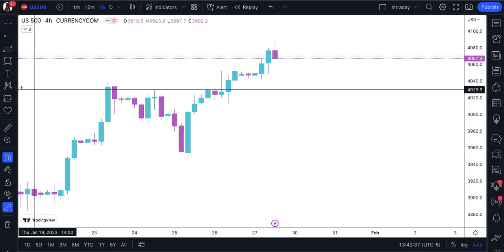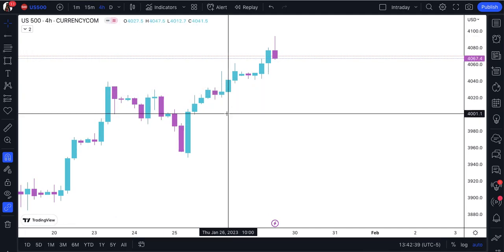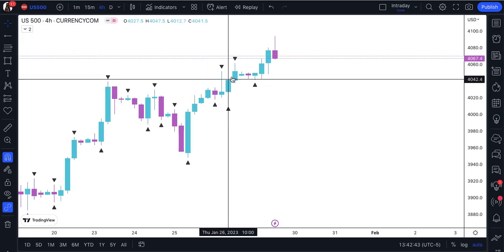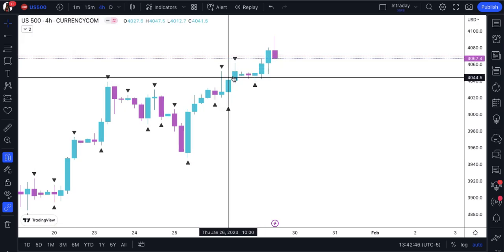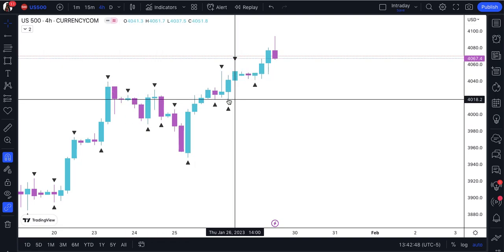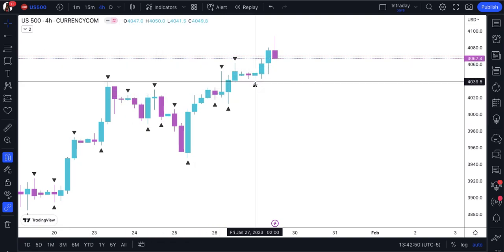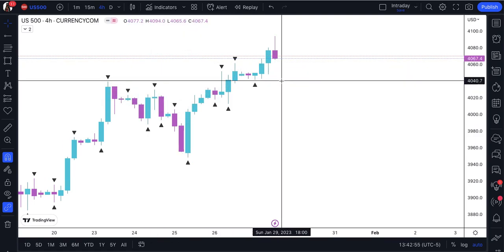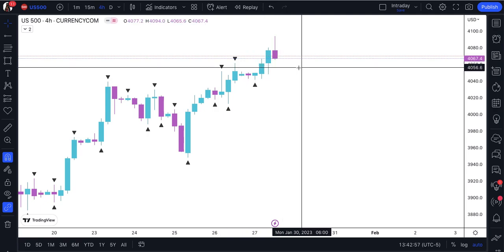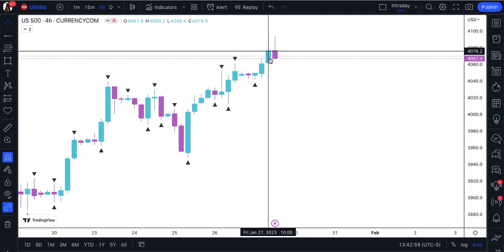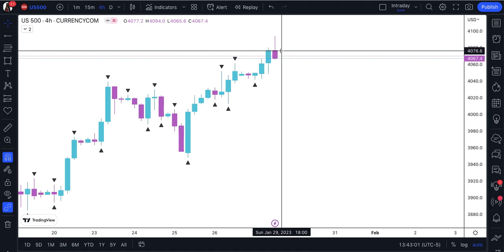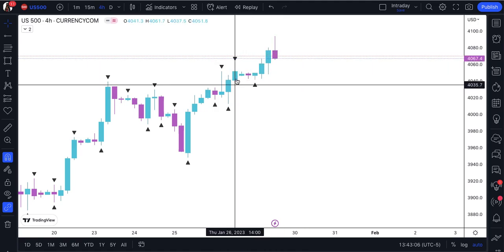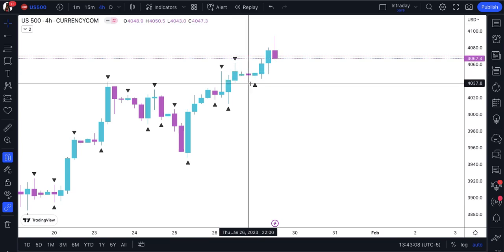A swing high is a three candle pattern. So if I use this indicator, one, two, three. This is a swing high. This is a swing low. Each one of these arrows is swing highs and swing lows. To get a swing high, you need three candles, and the highest point in those three candles will be your swing high. So like one, two, three. This is the highest peak, if that makes sense.